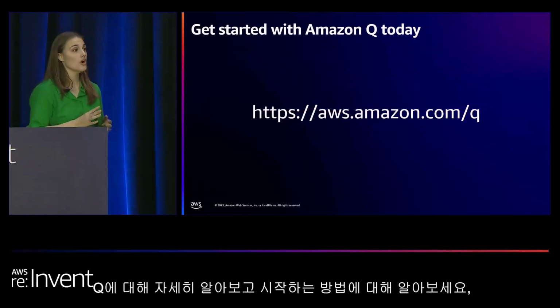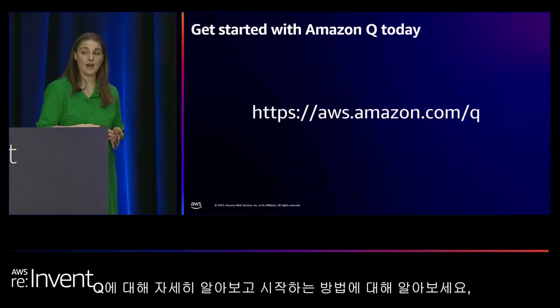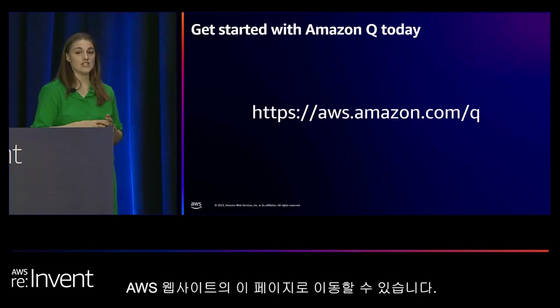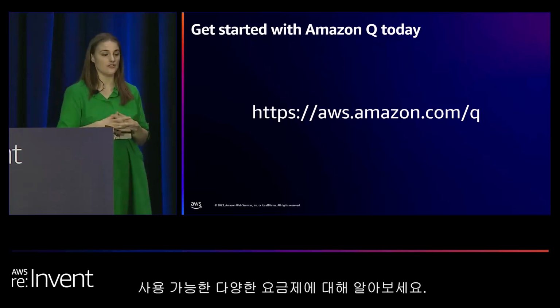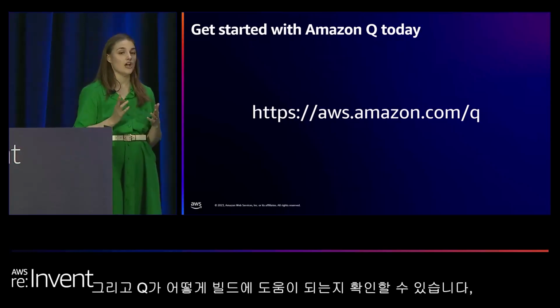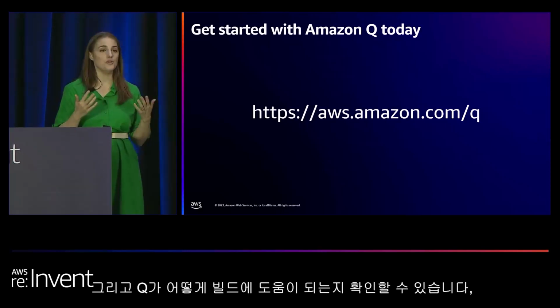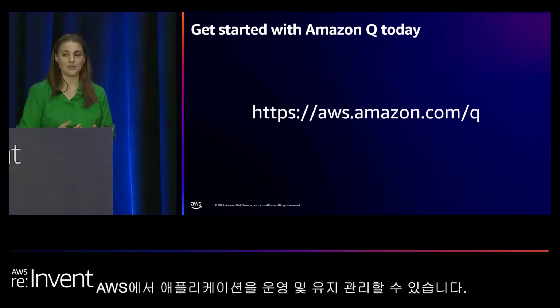So to learn more about Q and about how to get started, you can go to this page on the AWS website to learn more about each of these capabilities and about the different plans that are available. And you can check out how Q can help you build, operate, and maintain applications on AWS.